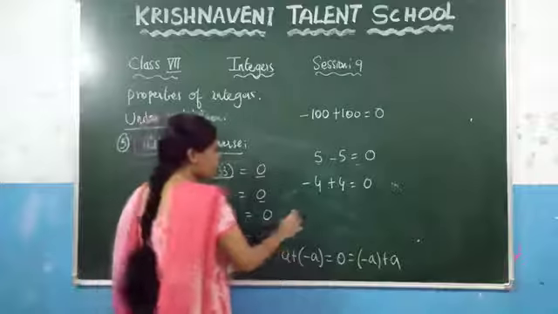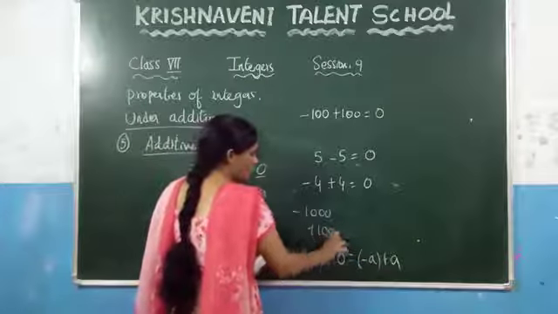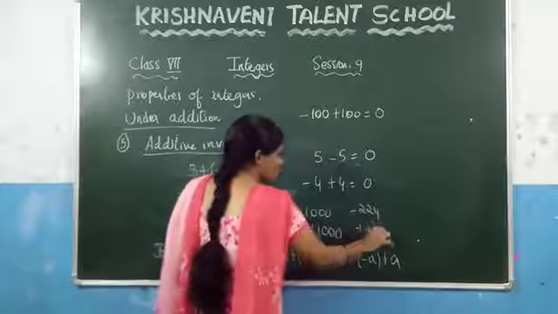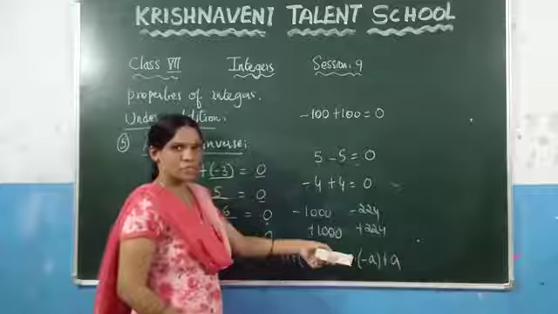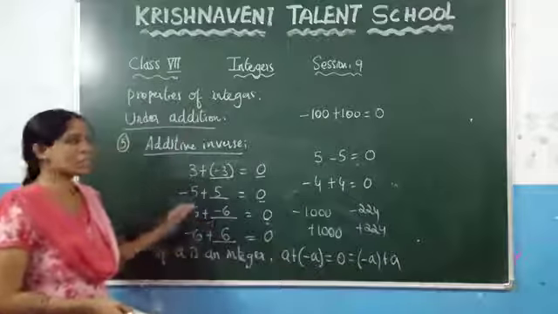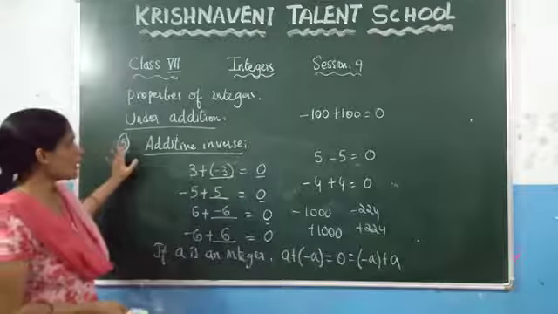What is the additive inverse of minus 1000? Plus 1000. What is the additive inverse of minus 224? Which is nothing but plus 224. What is the additive inverse of plus 224? Minus 224. You just need to change the symbol so that you get the additive inverse of the given integer. This is about under addition.